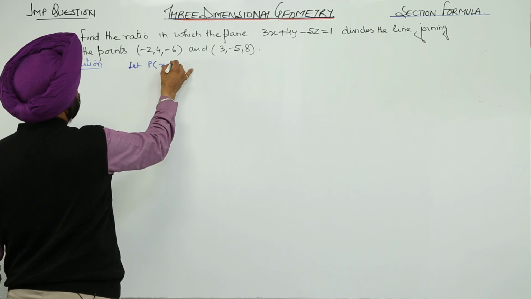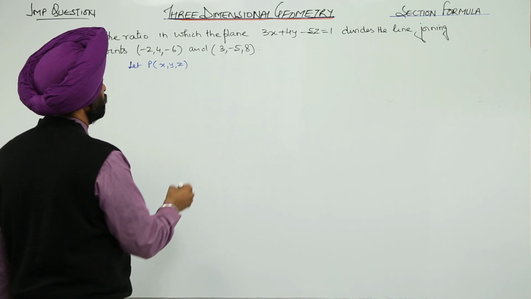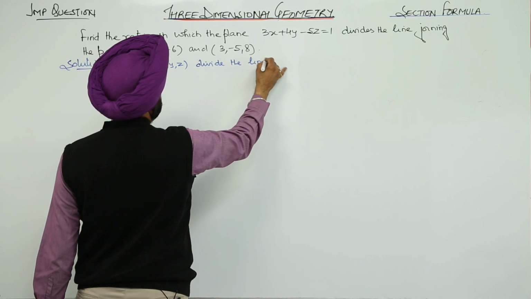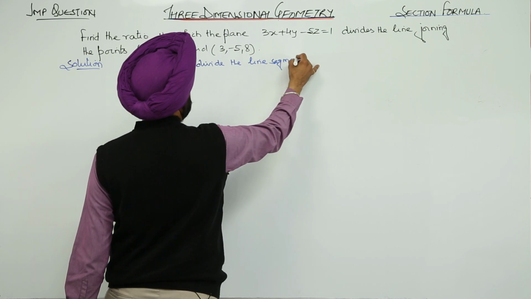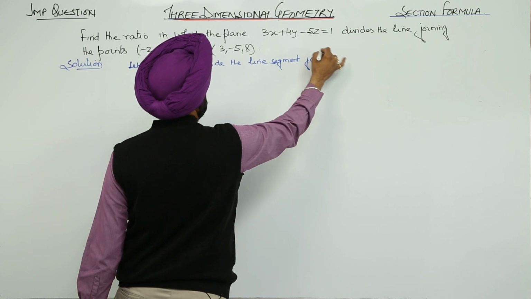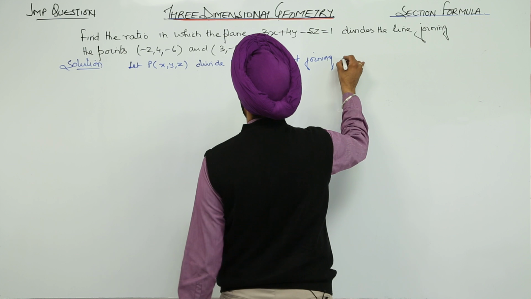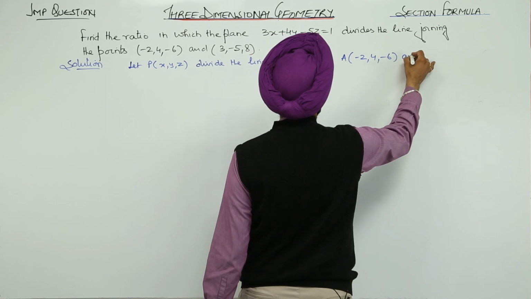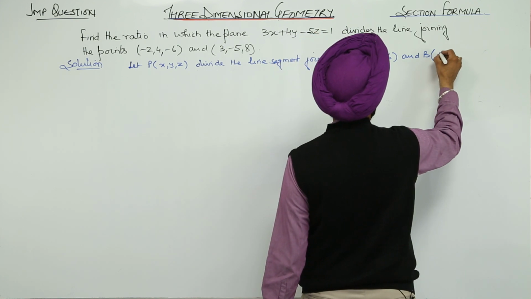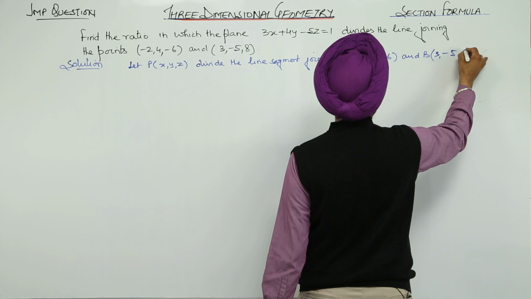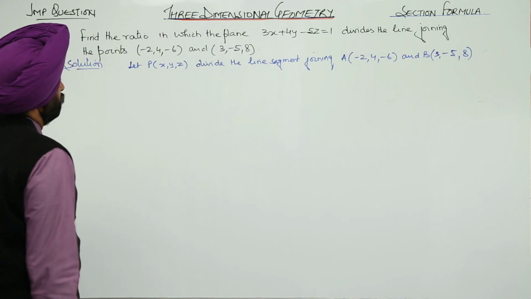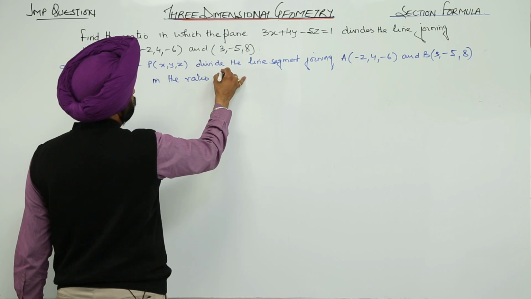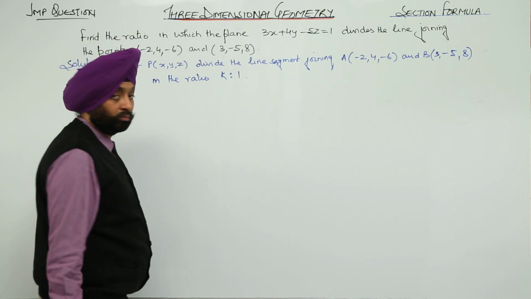Now, let the coordinates of P be x, y, z. Let P(x, y, z) divide the line segment joining, let it be A(-2, 4, -6) and B(3, -5, 8), in the ratio k is to 1. Okay?